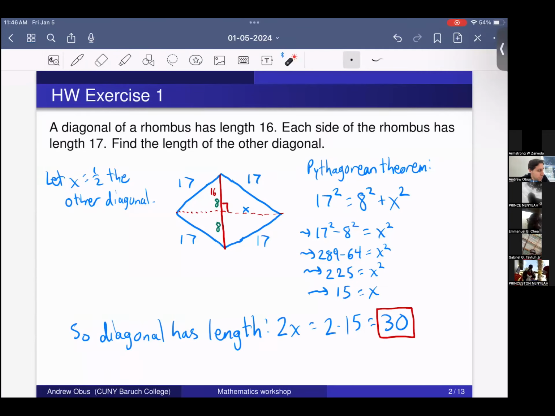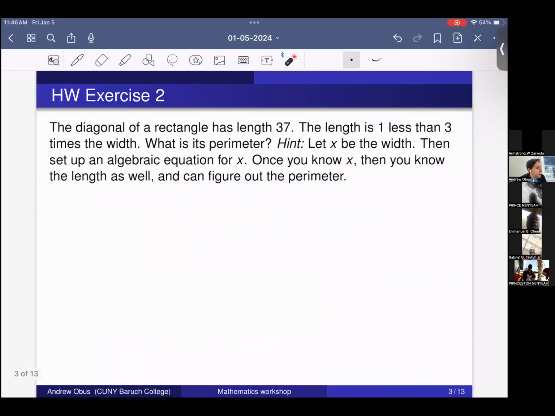Okay, so let's go to the next problem then. The diagonal of a rectangle has length 37. The length is 1 less than 3 times the width. What is its perimeter? And we have a hint, which is let x be the width, and then set up an algebraic equation for x. Once you know x, then you know the length as well, and you can figure out the perimeter.